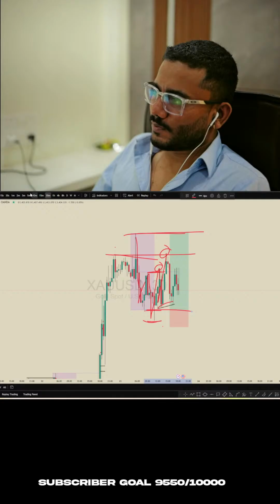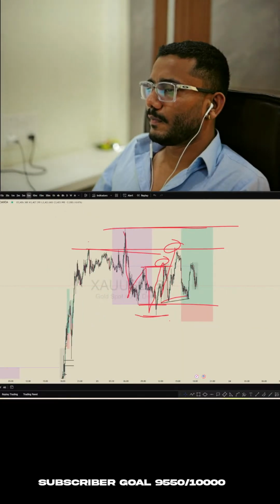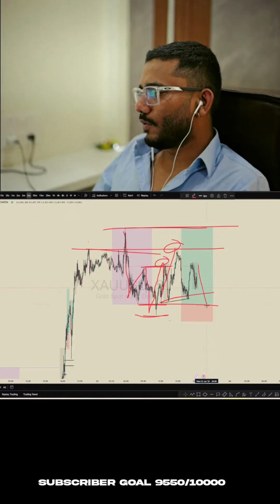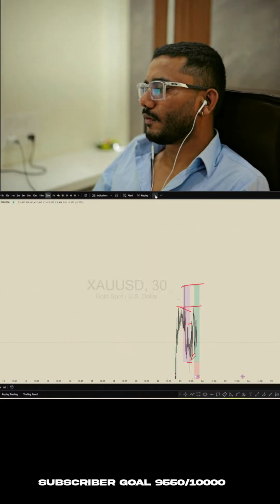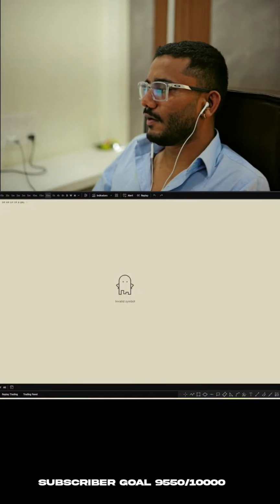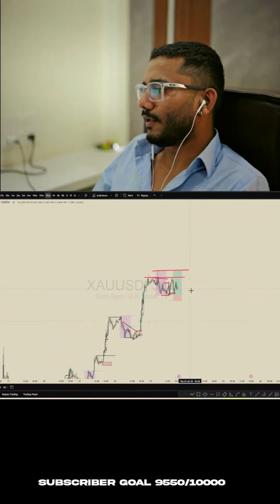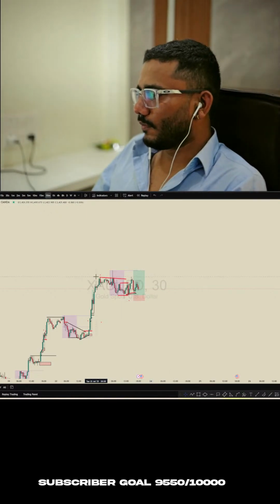Because price has already mitigated this area, I'm waiting for price to sweep this trend line equity and create a new liquidity sweep over here. So two things you can look for: first is entering directly on the liquidity sweep. Second is waiting for price, after the liquidity sweep, to form a new structure.